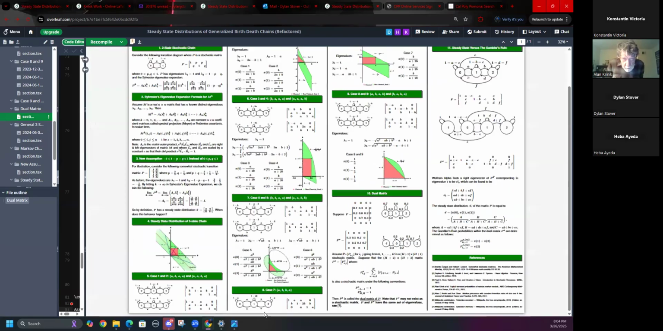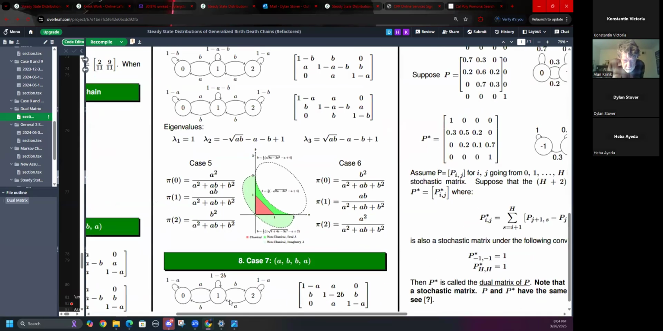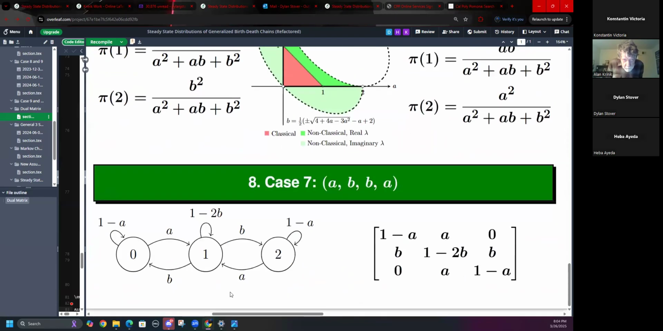Okay, next would be case 7, which turned out to be unique. Yeah, case 7 was unique. Right, chain, matrix, and then the rest of the slide, please.